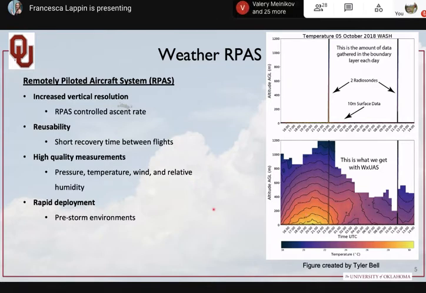And they can be rapidly deployed and relocated, which is very helpful for convective environments where you might need to move to get a better position on the storm.